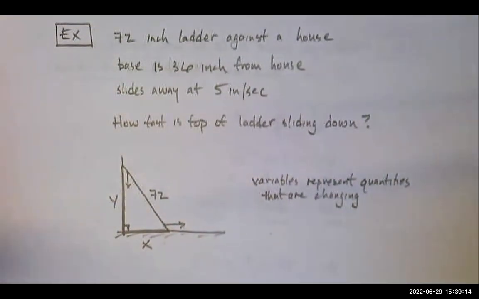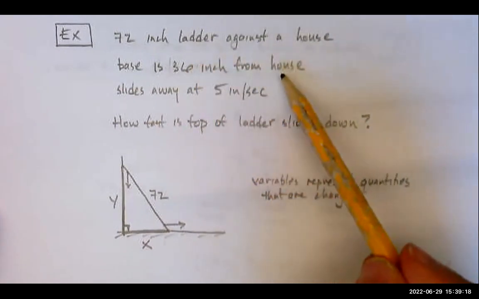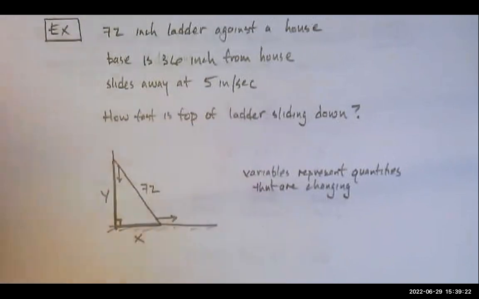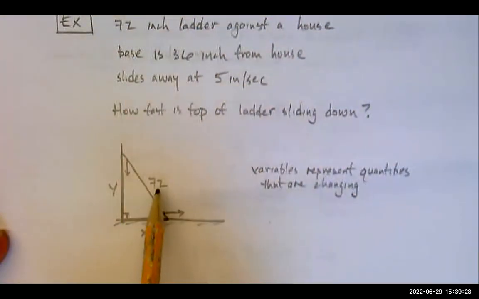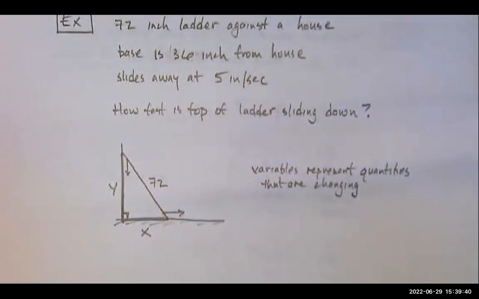Now, notice they also told us that the base is 36 inches from the house, right? So it might be tempting to label that with a number. Don't do it. This distance is in motion. If we label something with a number, then we're saying it's always that length. That is true of the ladder. The ladder is always 72 inches, but this distance here is not always the 36, okay?